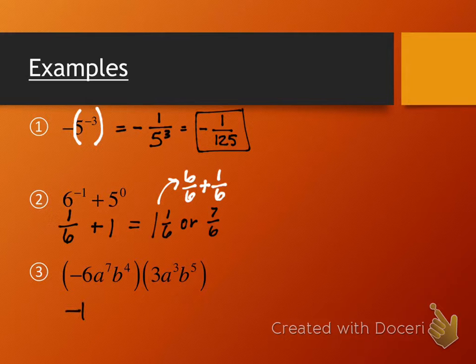So in other words, I have -6 times the 3. Those pieces are the coefficients, and they'll go together. And if you don't want to write out -6 times 3 and you just want to write down -18, it's fine. I just want to make sure you see that I am paying attention to all the pieces.